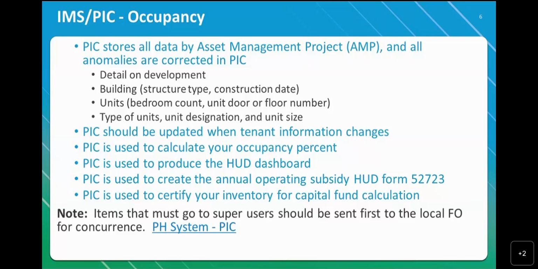The data points are also used to bring in and import when you submit your annual submissions for your operating subsidy, which is done on the 52723. That's coupled with the 722 for the utility that you do, and you all have worked through the new way of doing it through the web design, and very well done. But that's how the data speaks and populates the form based on your input. And then, of course, it's used for, as I've stated, capital fund calculation based on the inventory.